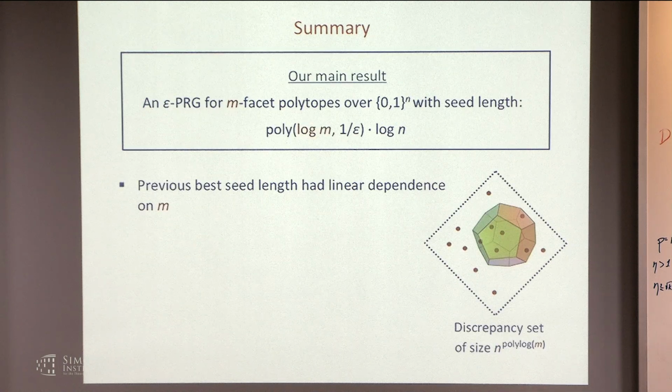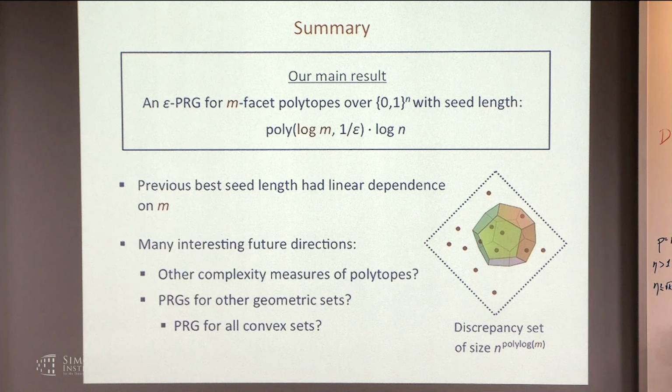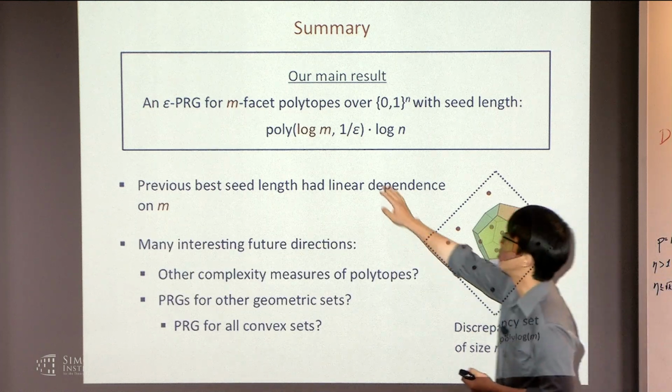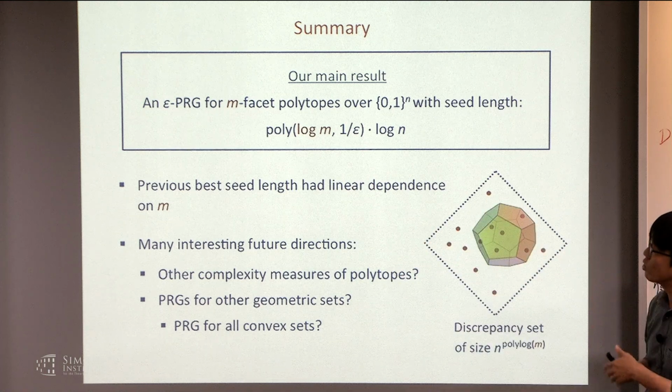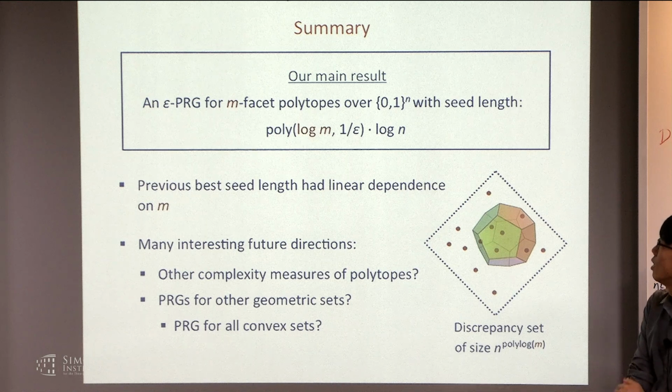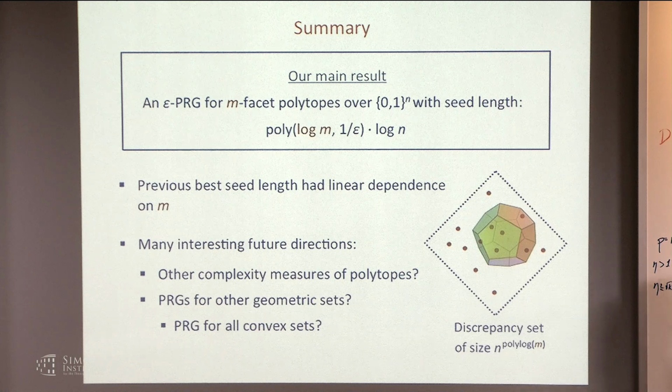So just to recap, our main result is a polylog m seed length for the class of m-facet polytopes. The previous best seed length, if you do not assume anything on the facets of the polytope, had linear dependence on m. Equivalently, there's an explicit set of volume-preserving points of size n to the polylog m. The most obvious open problem is to improve on our 1 over epsilon dependence. Our log n dependence is optimal. It's not hard to show that you need at least log n dependence. It would be very nice to get polylog 1 over epsilon. And it's all very closely related to issues about convergence in central limit theorems. So it's very interesting for that reason.